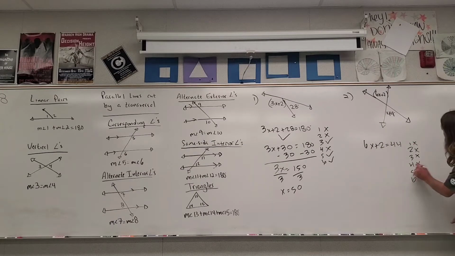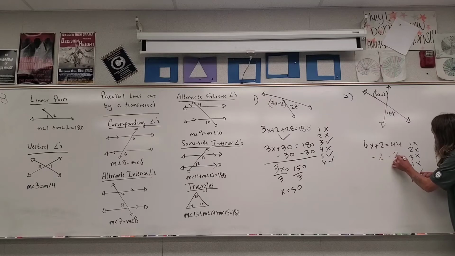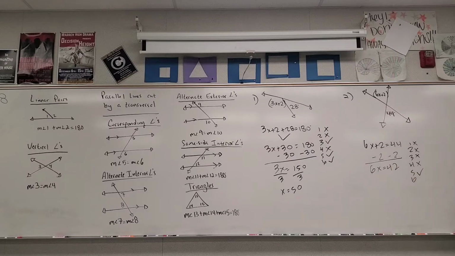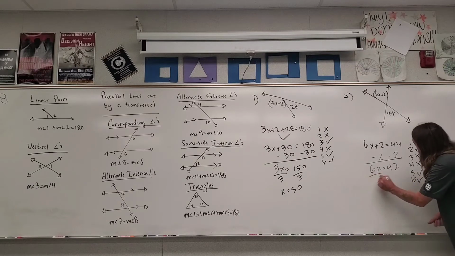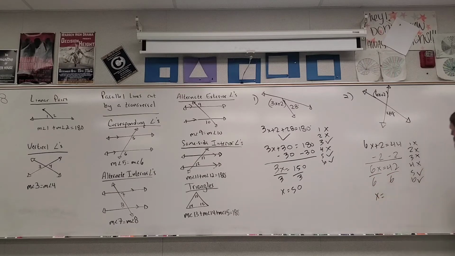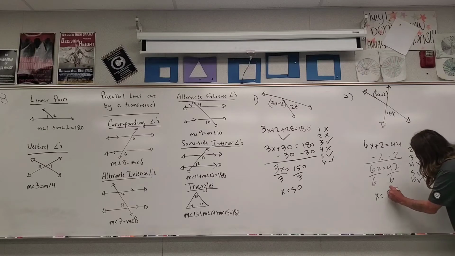Can I add or subtract away a number? Yes, I can. So I can take away the 2, and now I'm left with 6x equals 42. Can I divide away a number with the variable? Yes, I can. I can divide away the 6, and that means my x value, 6 goes into 42 7 times.